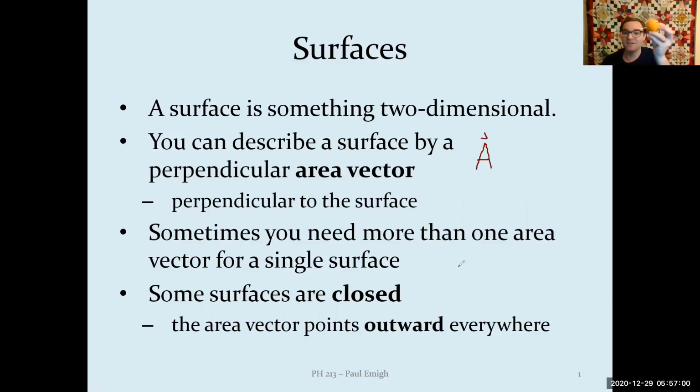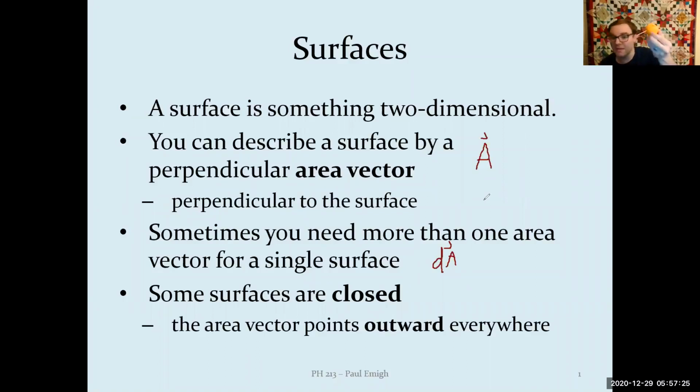In that case, instead of writing big A on its own, we're going to write dA to represent the area vector at each little point along the orange that is in a different direction. And that dA will still be the size of kind of the local area of that part of the orange, and its direction will still be perpendicular to the object.